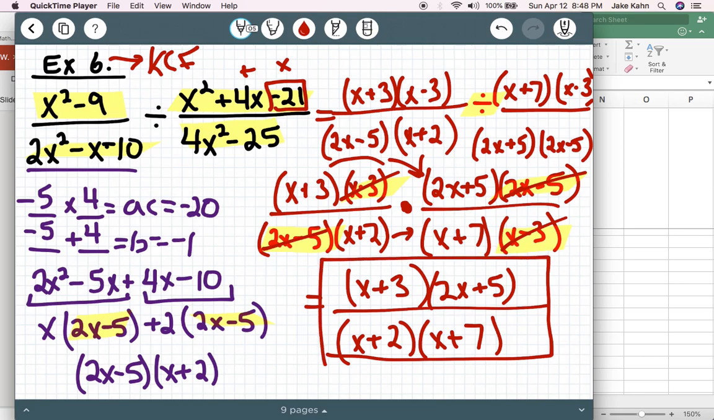What is your domain restriction? There's going to be a lot of them, because at any point, a factor cannot be equal to 0 at the bottom. Here are all the values of x that it cannot be equal to. All right. First of all, x plus 2 cannot be equal to 0. So that means x cannot be equal to negative 2. X plus 7 can't be equal to 0 because it's on the bottom. That means that x cannot be equal to negative 7.